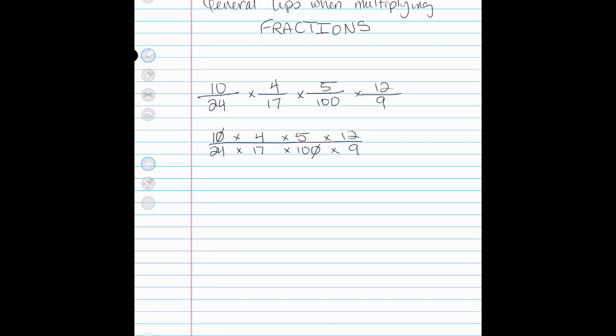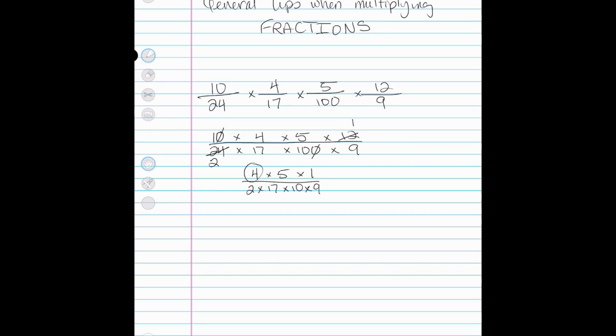Well, when you multiply anything by 1, it doesn't really matter. It's the same number. The same thing here. 12 over 24 is really 1 over 2. So now we have 4 times 5 times 1 over 2 times 17 times 10 times 9. Okay? You can even go another step further here.